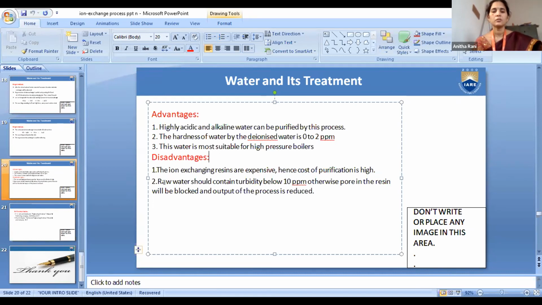Here is one disadvantage: raw water, hard water, should contain turbidity below 10 ppm. If it is more than 10 ppm, the water is not clean water; more clay or mud or any sand particles will be there. That blocks the pores in cation exchange resin and anion exchange resin, and output of the process will be reduced. So we have to see that the hard water we are taking should contain turbidity below 10 ppm.